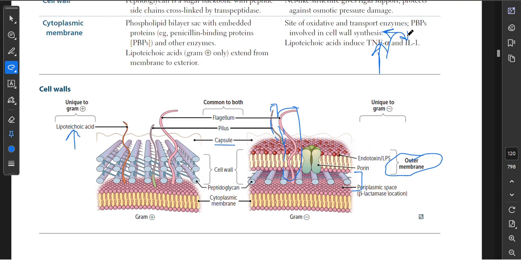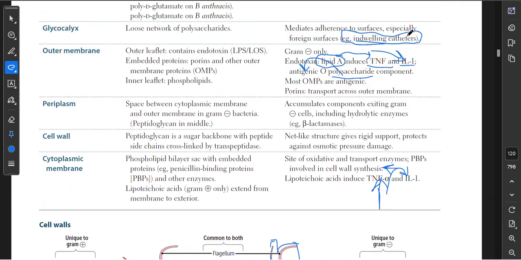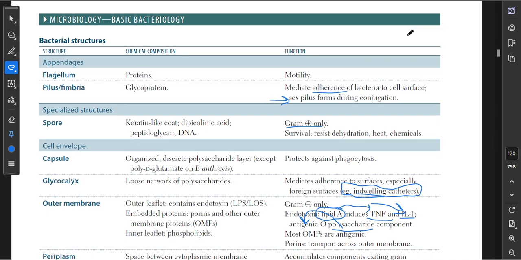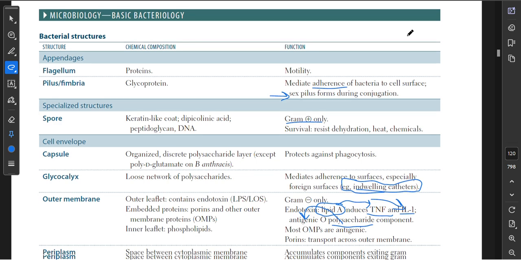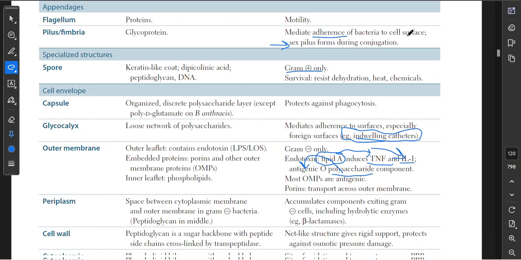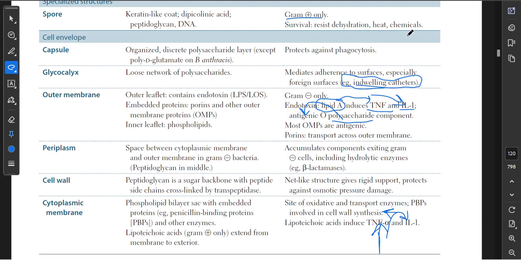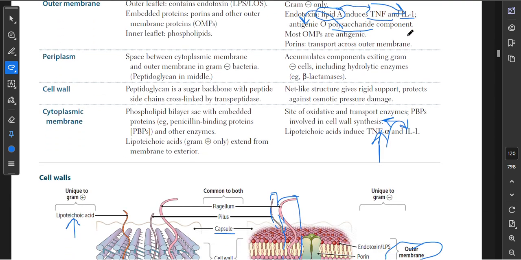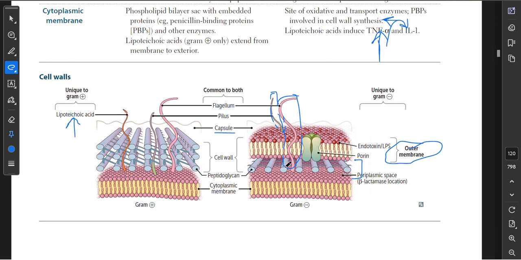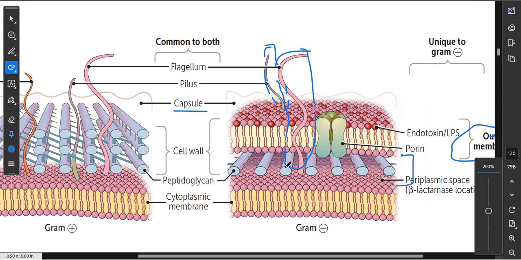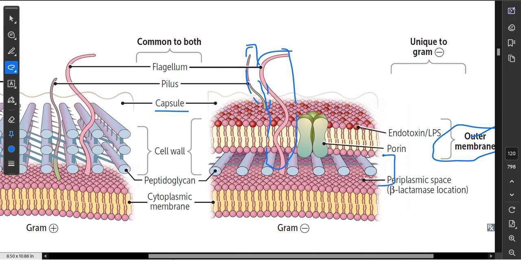So this is it for today. What we have discussed today is the bacterial structures in basic bacteriology, in which we have discussed about appendages, which include flagellum and pilus. Flagellum is involved in motility, pilus is involved in adherence and conjugation. The spores are dormant structures which resist dehydration, heat, and chemicals. And cell envelope includes capsule, glycocalyx, outer membrane, periplasm, cell wall, and cytoplasmic membrane. And just go through this diagram, and you'll very easily understand the bacterial structure.